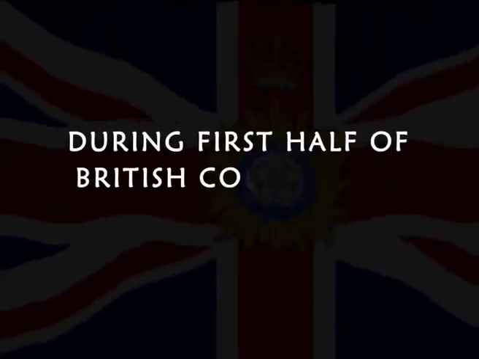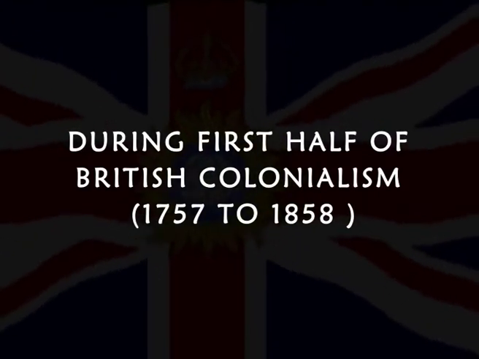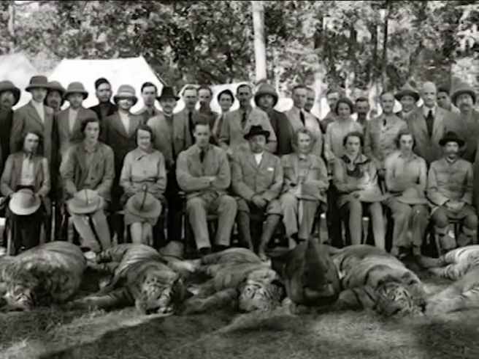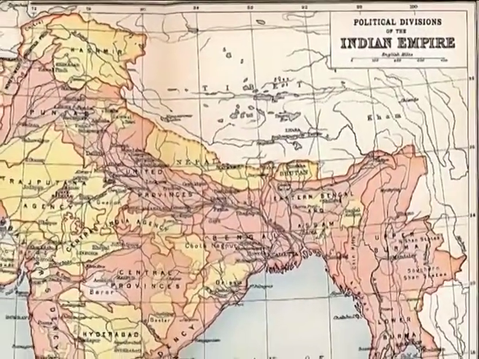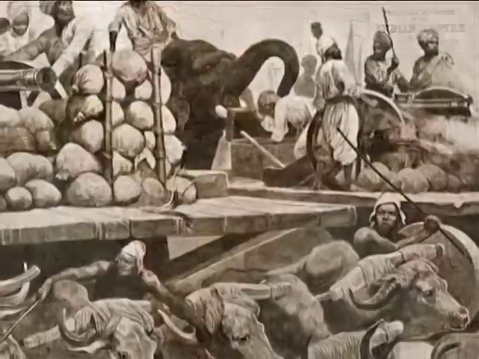The next one, during the first half of British colonialism, 1757 to 1858, great Indian leaders were unhappy to see the various policies to exploit natural resources when British colonialism commenced after the Battle of Plassey.